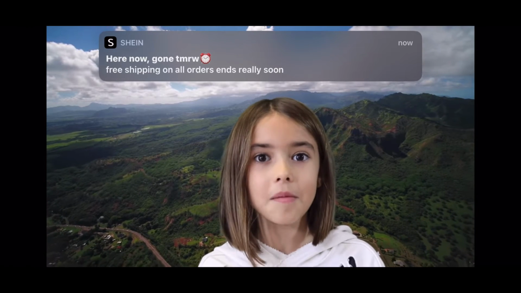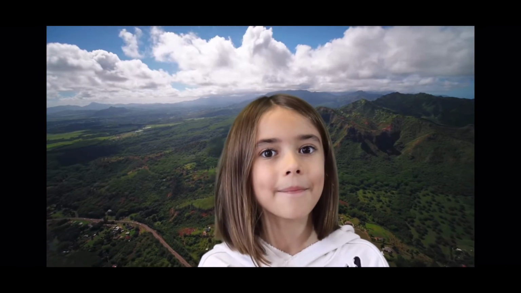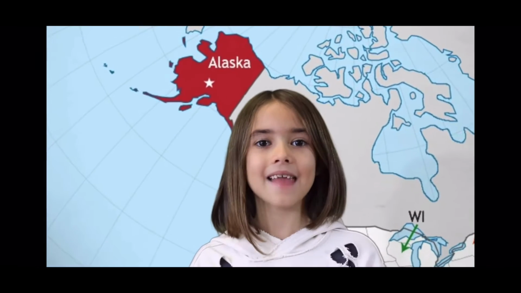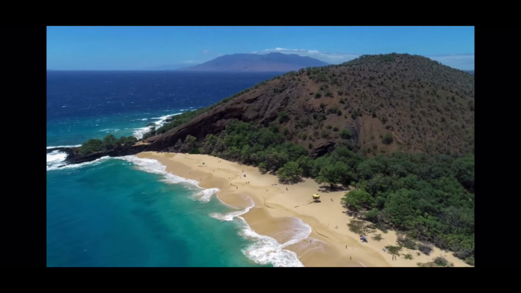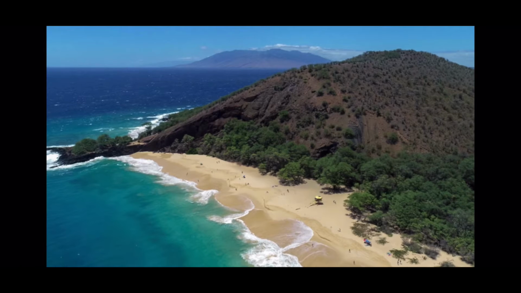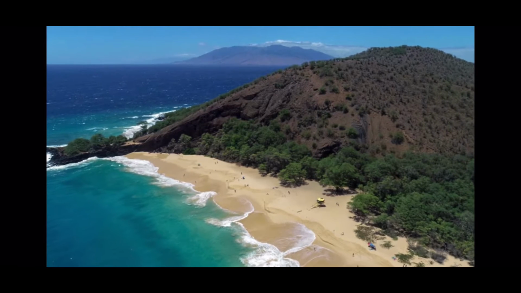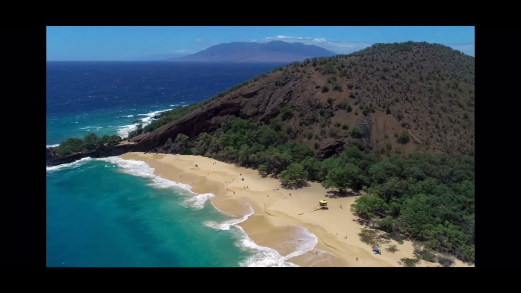Remember the question from earlier? Did you guess yet? Here's the answer. Alaska! Alaska is the only other state that does not border any other state. And for our final fact, Hawaii is the only state with 2 official languages, English and Hawaiian.